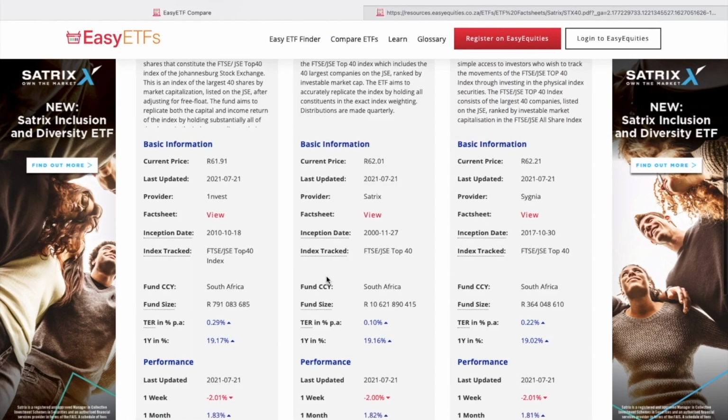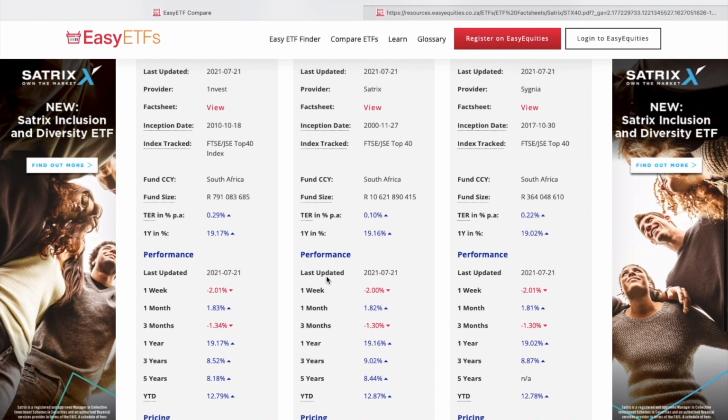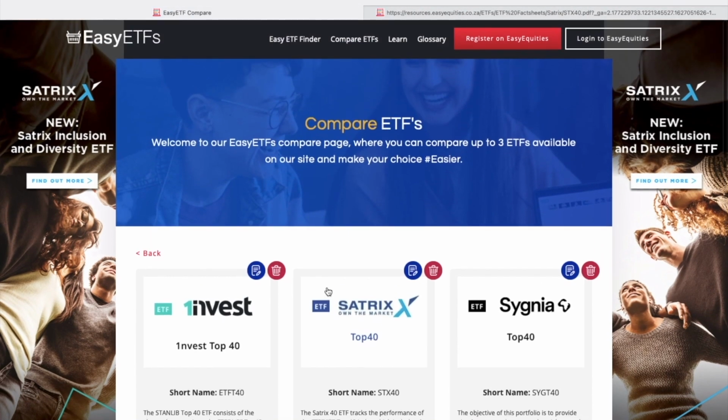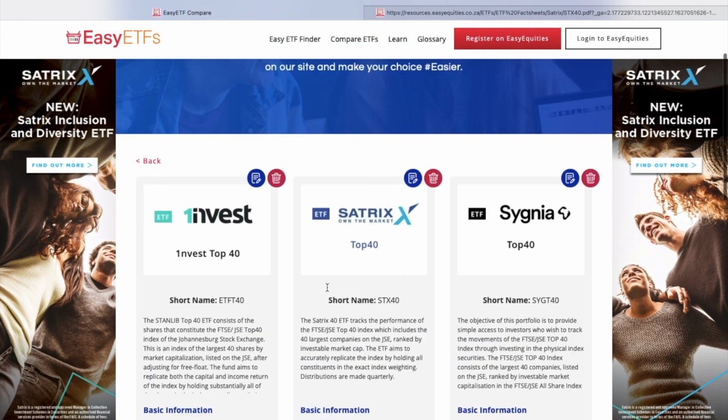So that is just a quick look at EasyETFs and how to use the compare feature on the platform. Now that we've looked at what to look for in an ETF, we've looked at how to compare ETFs using EasyETFs, let's have a look at the 5 top performing ETFs in South Africa year to date, which means from the beginning of 2021 till today. So the top 5 ETFs, I'm actually quite surprised by. The top 5 ETFs are as follows from number 5 to number 1.